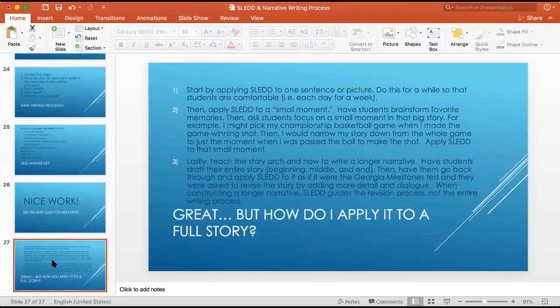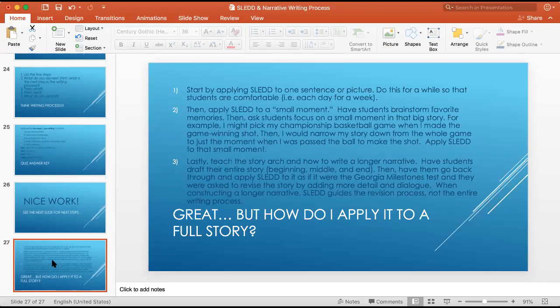After that day though, you just put a sentence on the board. The girl ran from the bear. And that's all you put. And you say, apply SLEDD to this sentence. So they have to write down see, smell, taste, touch here. And they have to write down what the girl is seeing, smelling, tasting, touching, and hearing. Then they have to go back and add adjectives, adverbs, and strong verbs to the sentence. Then they have to write it all out as a paragraph.